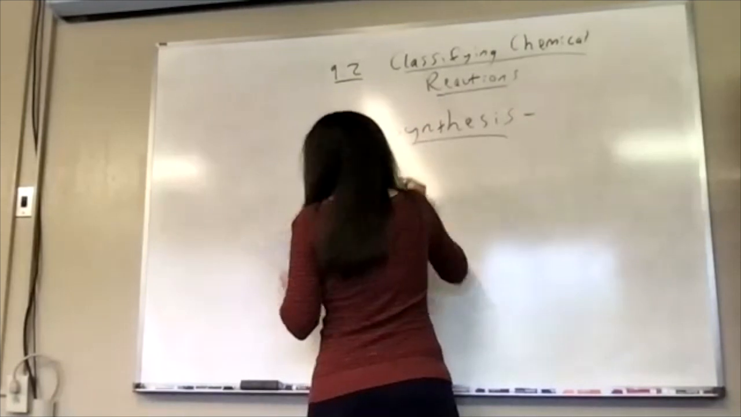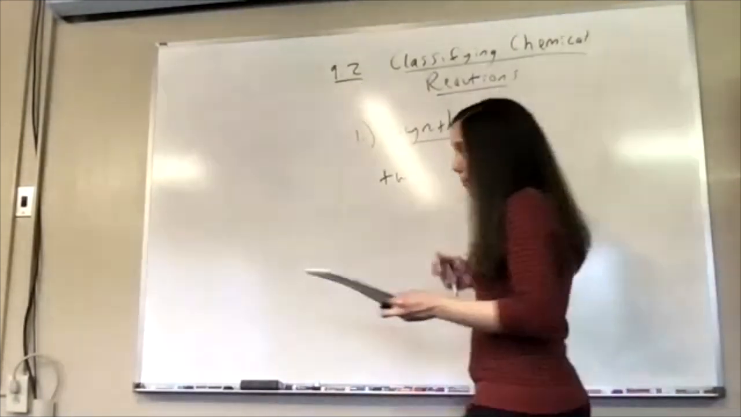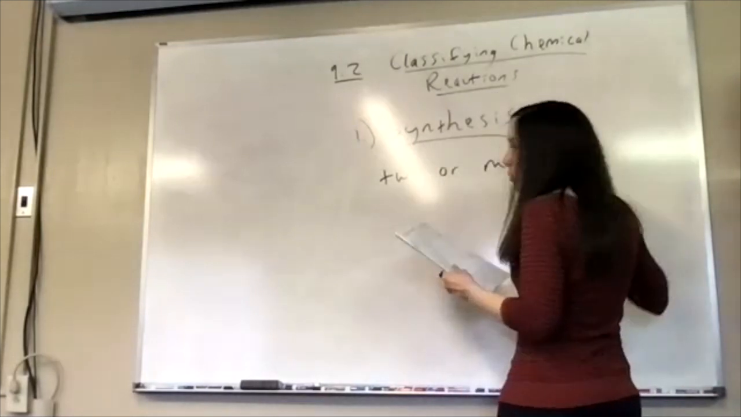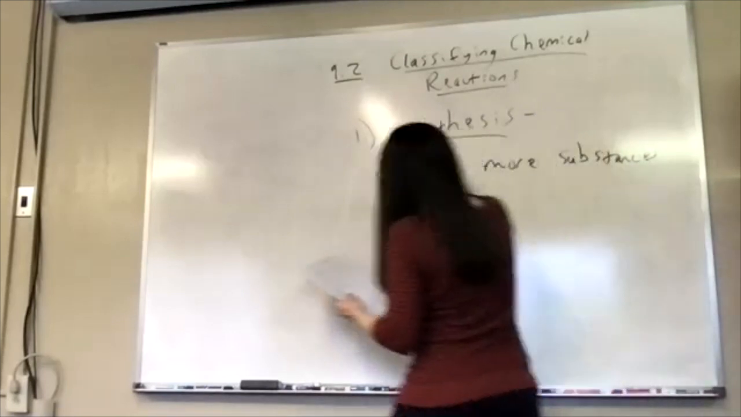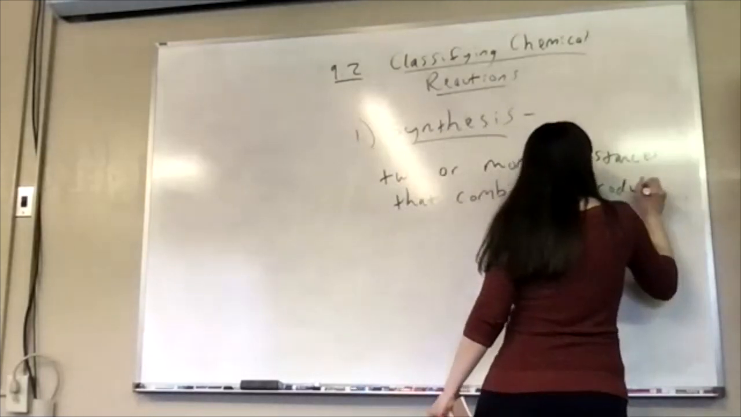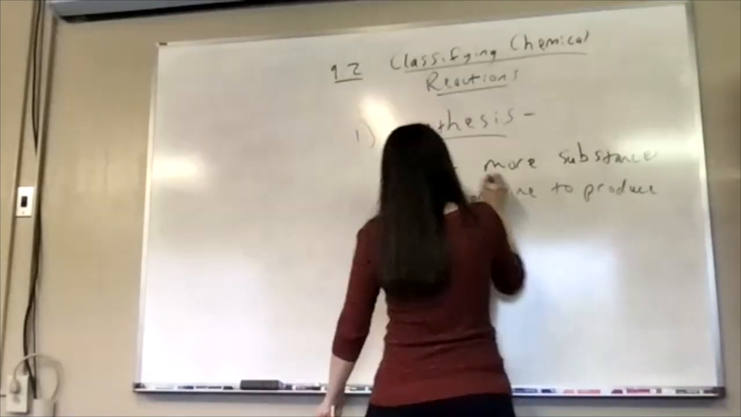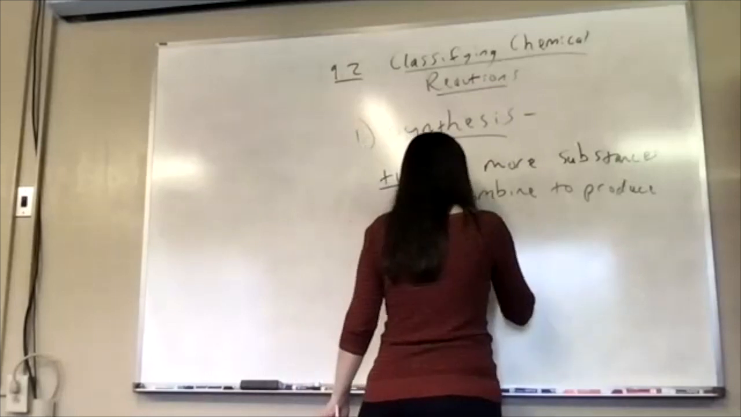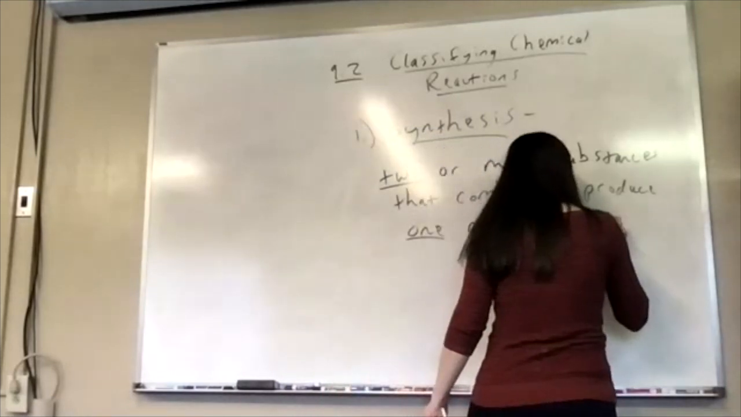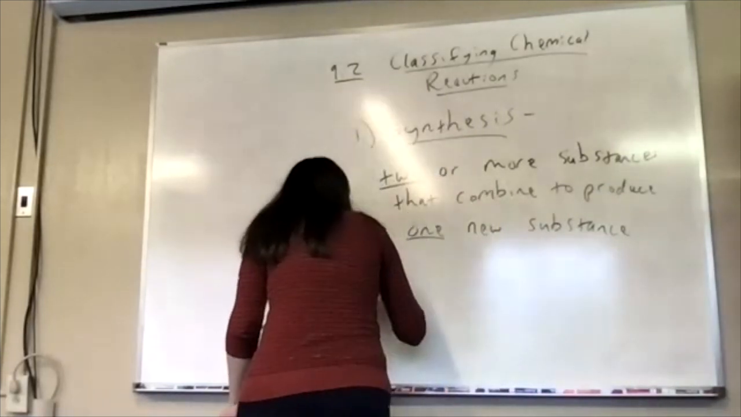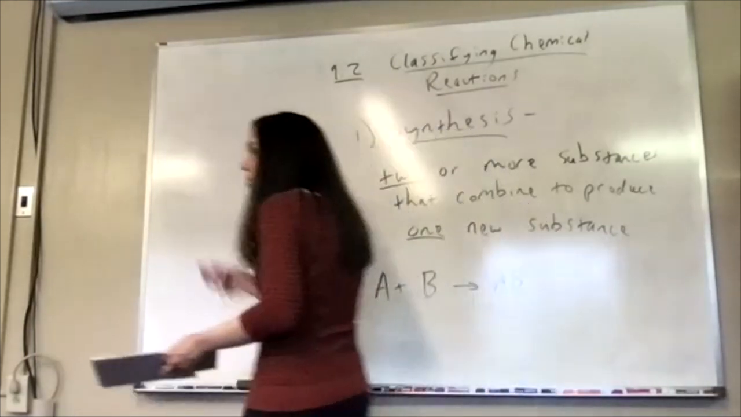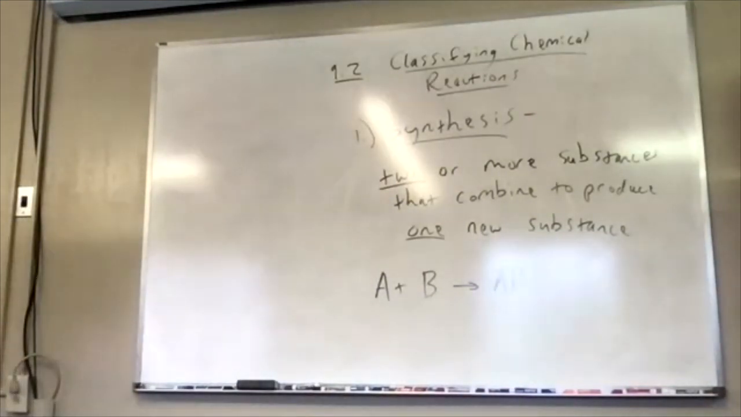So it's two or more different things that combine to make one new compound. Two or more substances that combine to produce one new substance. So this is important, two or more to produce one. So the general way to write this would be substance A plus B goes to form substance AB. So you have two separate things, A and B, and they combine to form one new thing, AB.